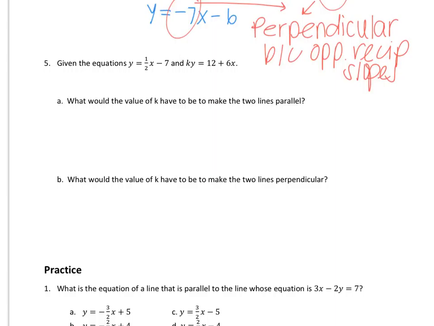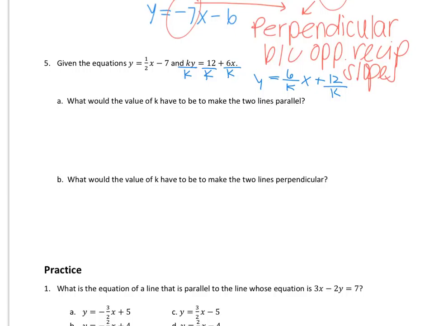So our first step is to get them in y equals, of course. And you might be a little thrown off by the k, but I want you to treat it just as any other number. So we need to divide by k on all 3 parts. So this equation now becomes y equals 6/k x plus 12/k. Again, k is just a number.